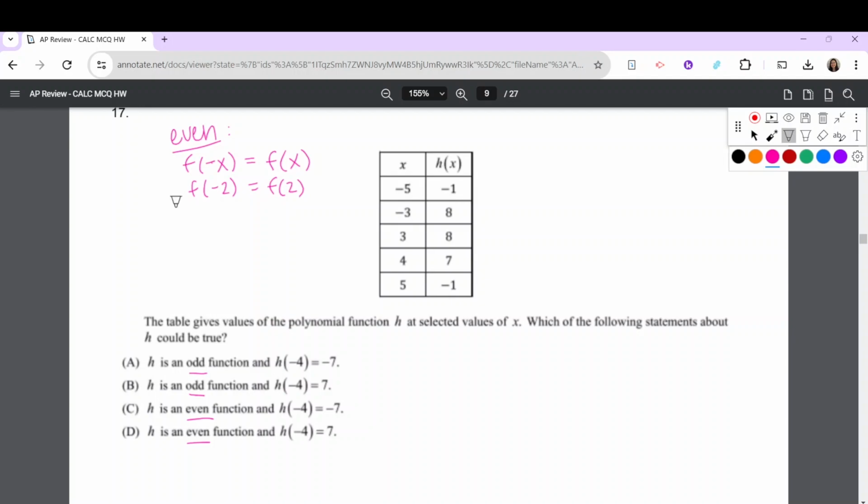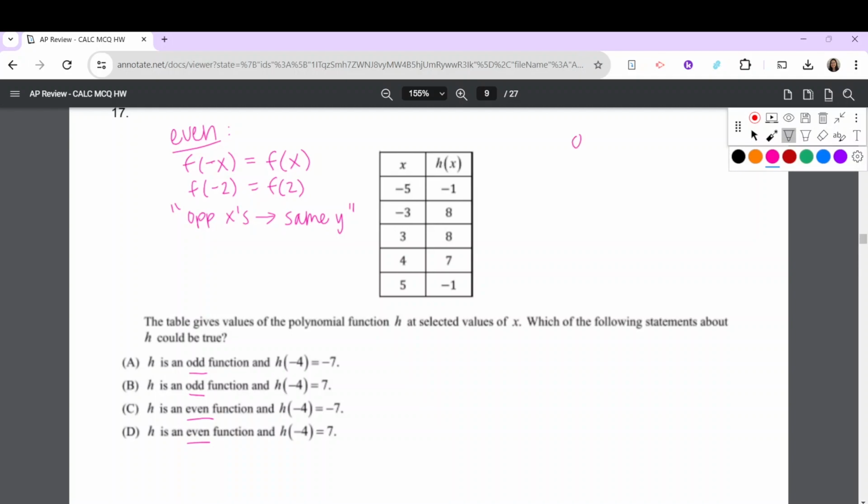And a way that we might have thought about that whenever we learned this back in first semester is opposite x's gives you the same y. Right? You can plug in opposite inputs, but you're still going to get the same output. Whether I plug in negative 2 or positive 2, I'm going to get the same y value.